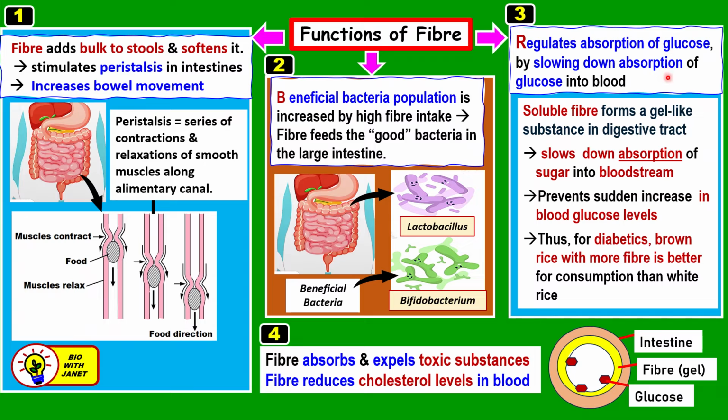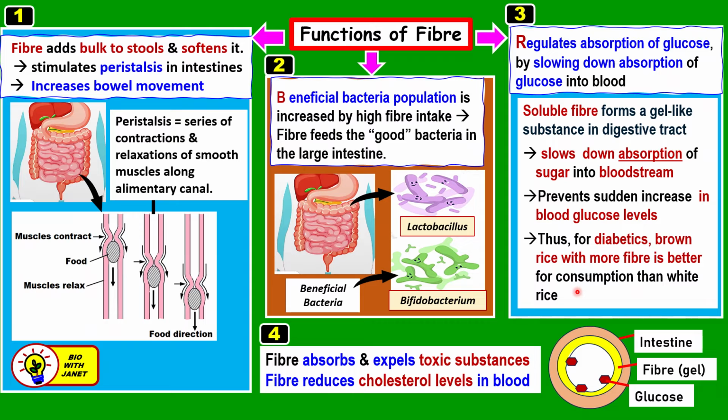fiber helps to regulate the absorption of glucose by slowing down the absorption of glucose into the blood. Right? So how does it do it? The soluble fiber, okay, now you can see this picture here. Soluble fiber forms a gel-like substance in the digestive tract. This is the cross-section of the digestive tract. The yellow part, okay, represents the fiber, which forms a gel-like substance, like a jelly-like substance in the digestive tract. So the glucose cannot be easily and directly absorbed into the blood. All right, it has to pass through this gel-like layer. So this will slow down the absorption of glucose or sugar into the bloodstream to prevent sudden increase in the blood glucose levels. So it's very good for diabetic mellitus patients. So for diabetic mellitus patients, brown rice with more fiber is better for consumption than white rice. Okay, you may be asked this question in the exam.